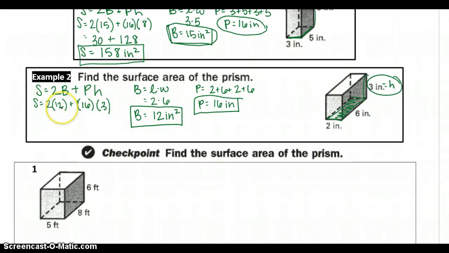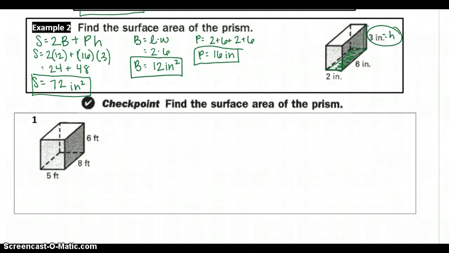We want to see what 2 times 12 gives us, 24, plus 16 times 3 gives us 48. And when we add these together, we get a final surface area of 72 inches squared. Again, it's an area, so our unit is squared. Alright, so you're just responsible for the one checkpoint for tomorrow.